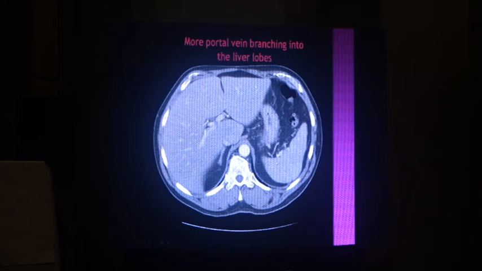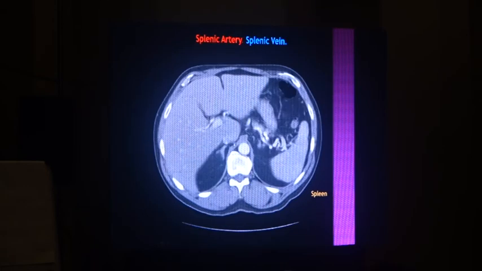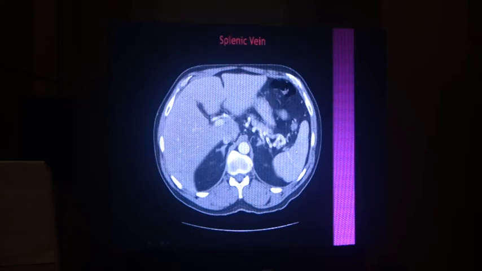Now more portal veins branching to the liver lobes. Next. Now this is the splenic hilum. This is showing the splenic artery as well as the splenic vein. Next. Now what is this structure? Just suppose that it is air-filled. No, basically this is a small gut. I will show the picture of the transverse colon. So right lobe, left lobe, spleen, splenic hilum.